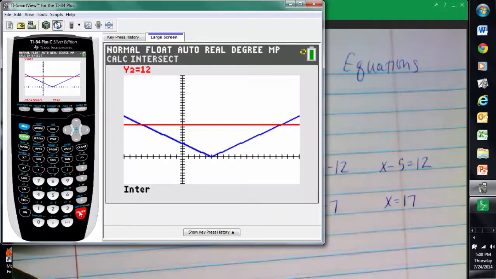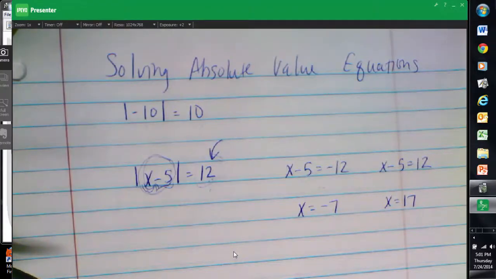Should be 17. I don't know why we're freezing. Come on, man. Apparently this doesn't want to work with this program, which means I'm not going to use this program anymore. All right, we're done with that.